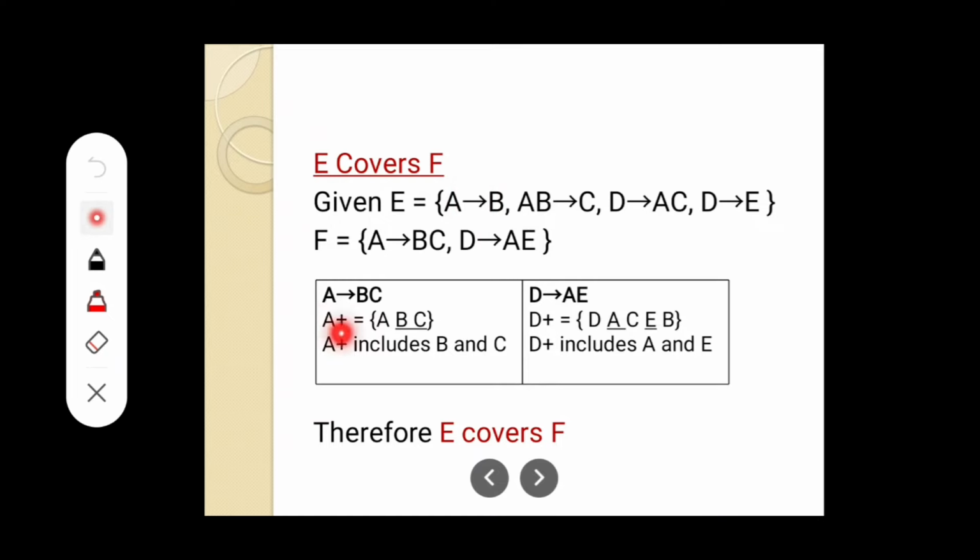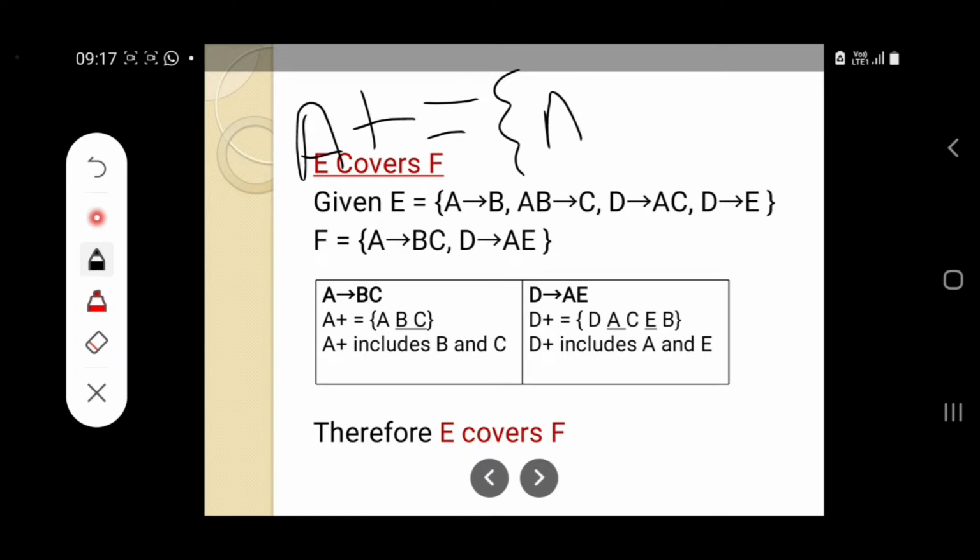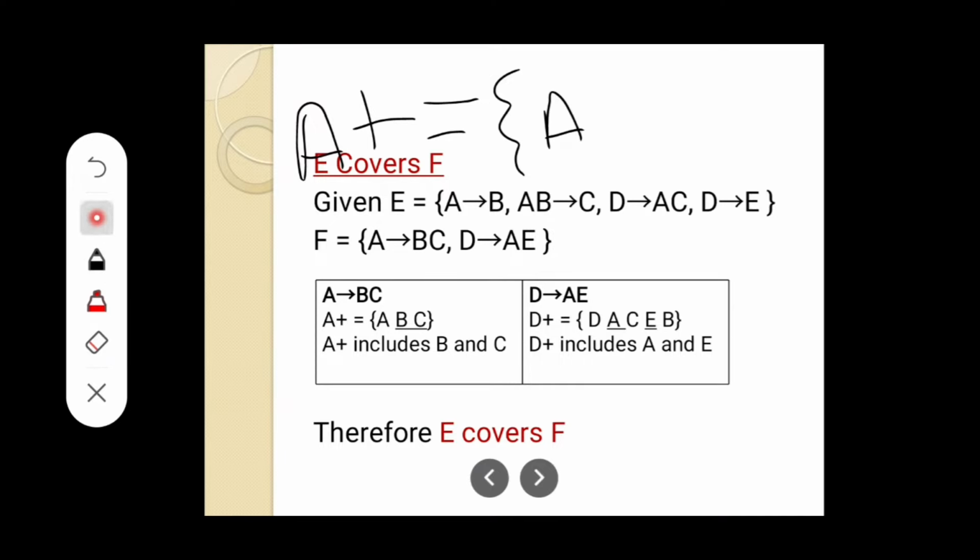So A plus, the closure of A. The first answer will be A itself. Why A itself? Due to our reflexive property. When finding the closure of A, the first value will be A itself. Now we will look into this functional dependency set; we are computing the closure with respect to E.